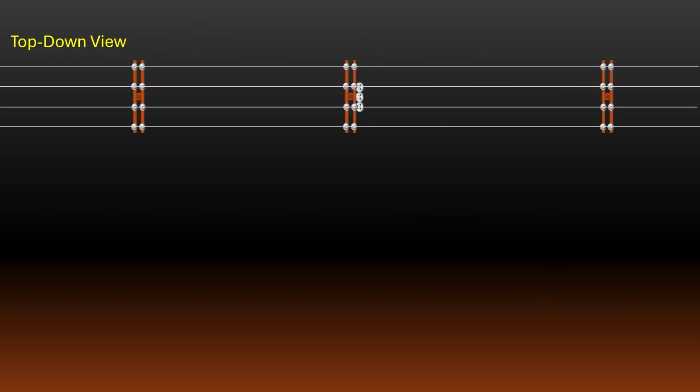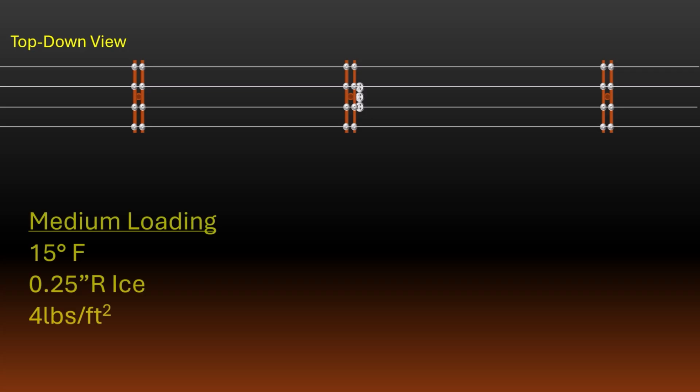Let's assume we're evaluating the same tangent pole we just looked at. This time, we're in a medium loading district. According to the NESC, we need to assure our pole can withstand a temperature down to 15 degrees Fahrenheit, a radial ice load on the conductors of 1/4 inch, and a wind pressure of 4 pounds per square foot. The NESC also notes the weight of ice to be about 56 pounds per cubic foot.